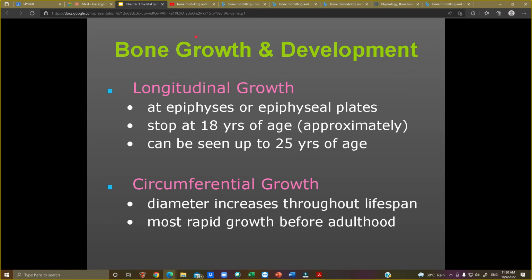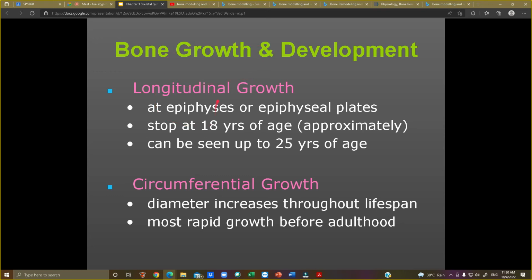So before we go to bone growth, please recall back what we have learned earlier regarding Wolff's law. The bone is going to increase in terms of strength based on the function. Okay, so bone growth and development, as what we have discussed earlier, can happen in two ways. One is longitudinal, memanjang. Another one is circumferential, width, melebar.